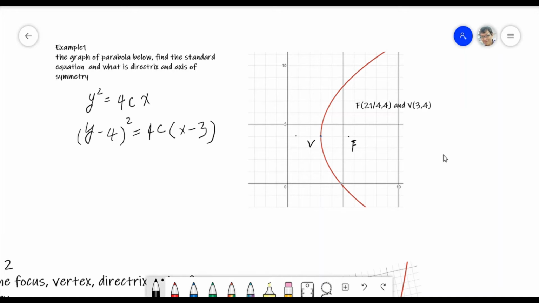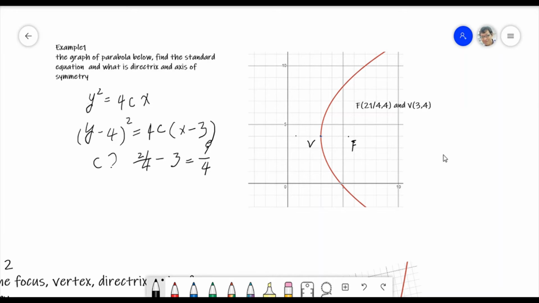But what is c here? C should be the distance between F and V. So what's the distance from F to V along the x-axis? It should be 21/4 minus 3, right? That equals 12/4, so it's 9/4. So c is 9/4.